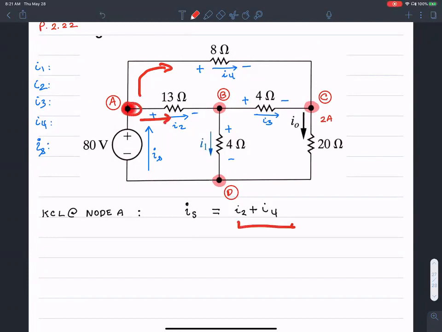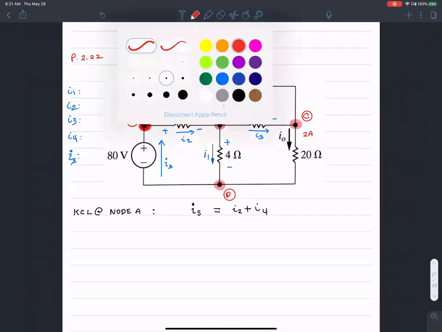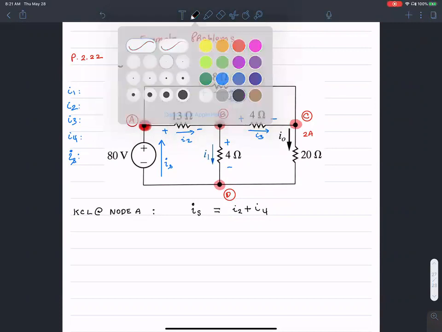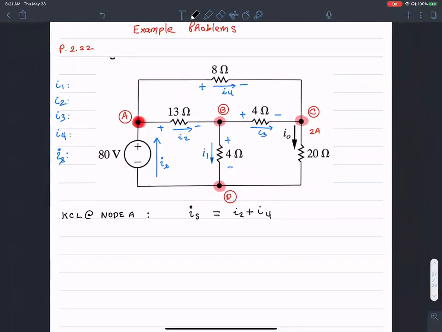So I added them here, I2, sorry. IS is coming in, so I added it on the other side. Now I don't have to worry about signs anymore, positive or negative. I just started out by setting up the current direction in that fashion, and then I stick with that. So let's do this again.